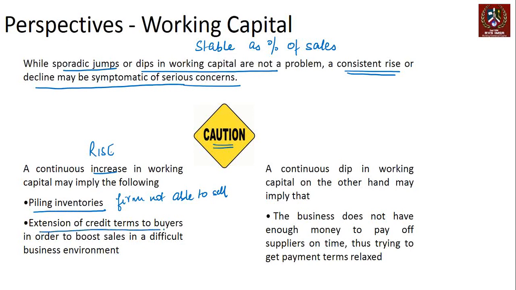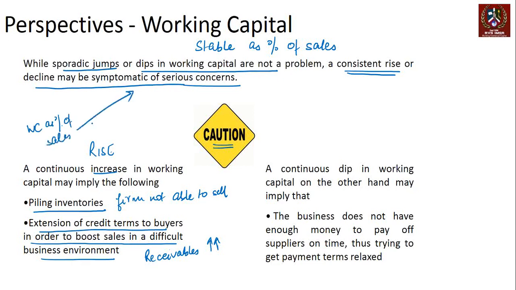Or extension of credit terms to buyers in order to boost sales in a difficult business environment, which means receivables are going up. You're basically telling your buyers that, look, you can buy the stuff today but pay later. Now, that may increase sales in the short run, but that adds an element of risk. So, if your working capital as percentage of sales keeps going up continuously, that's a problem.